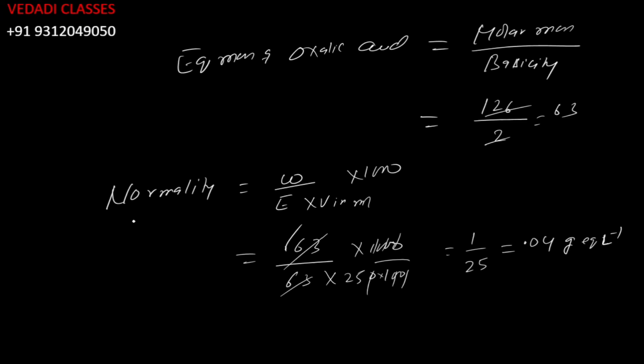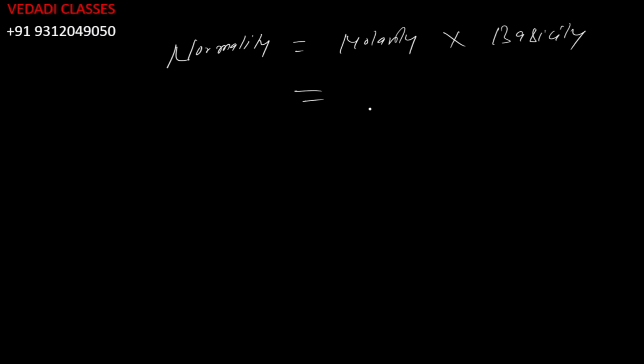So this is the normality. We can also find out the normality directly. How? Have a look here. Normality is equal to molarity into n factor. Here it is an acid, so we will use the basicity. How much molarity did we get? We got 0.02 molarity. And the basicity of oxalic acid is 2. So directly the answer is 0.04 N.